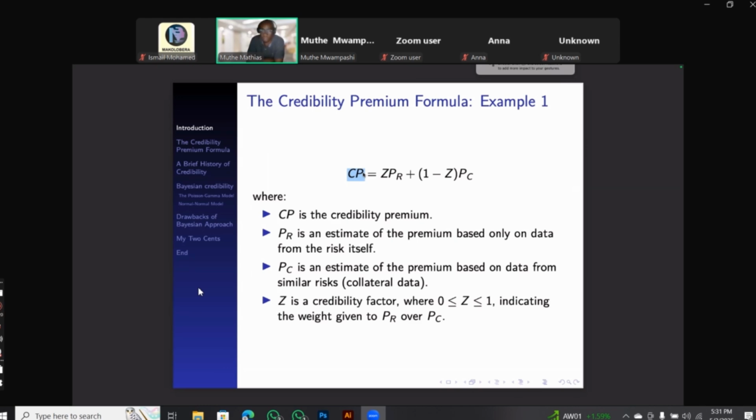So kuna I think niliuliza hilo swali. I just talked about this one here, nikasema kuna office premium, kuna nini, and then I asked in the exam na wanafunzi walikosa. Kwa I believe wamekosa that thing, right?